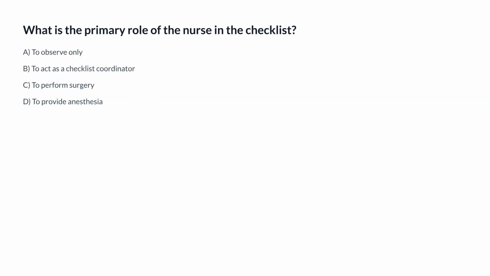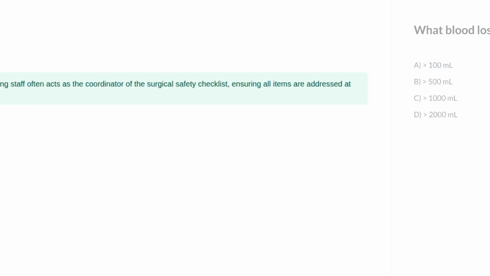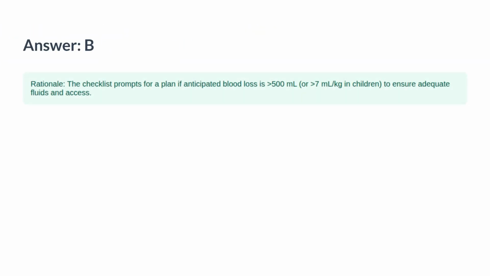Next question. What is the primary role of the nurse in the checklist? The answer is B. The nursing staff often acts as the coordinator of the surgical safety checklist, ensuring all items are addressed at each phase. What blood loss volume necessitates specific planning and IV access in the checklist? The correct answer is B, greater than 500 milliliters. This requires special planning, including confirmed IV access and blood availability.